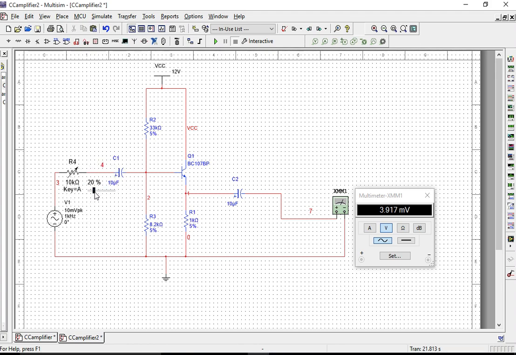So 50% is nothing but 5k. We stopped our experiment there previously. So if we run now also, we'll get that same 3.9. Now let us increase the resistance. So 60%, 6.5 kilo ohms is the input resistance here.